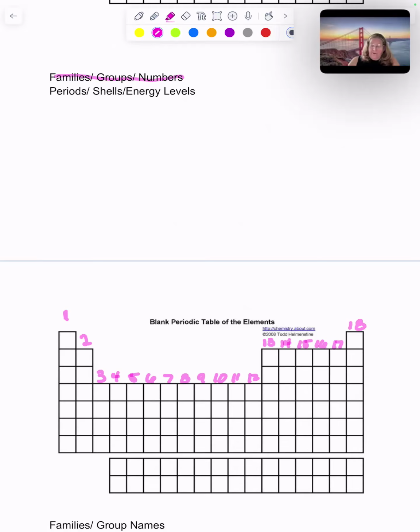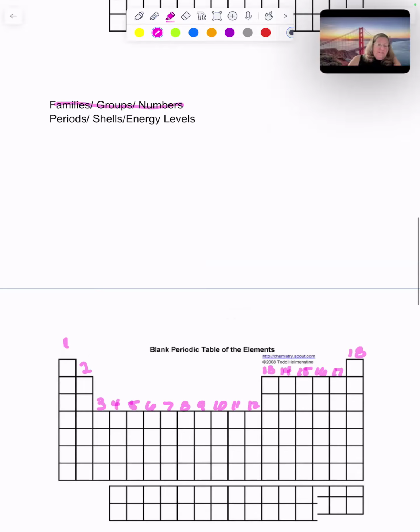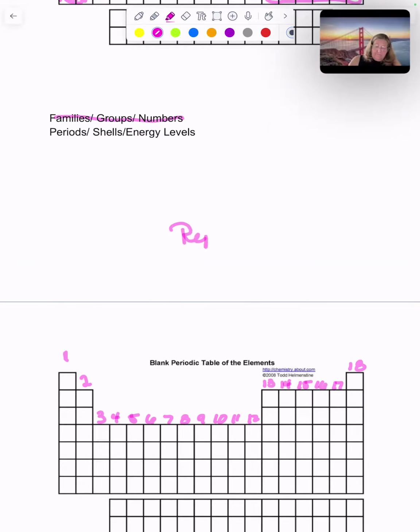And they're numbered 1 to 18. Now you will see some different characteristics here. Sometimes the representative elements are a number with the letter A. And then your non-representatives, non-rep, are going to be the number and a B. On some tables, they'll start to recount here in the transition metals, the middle part.